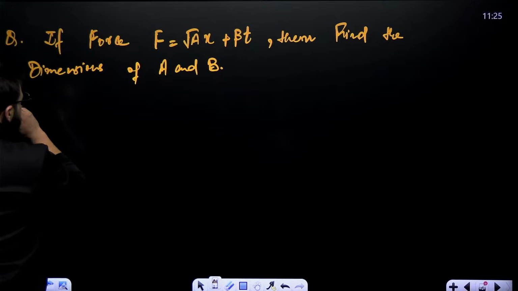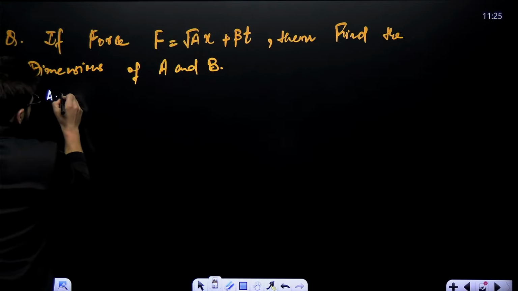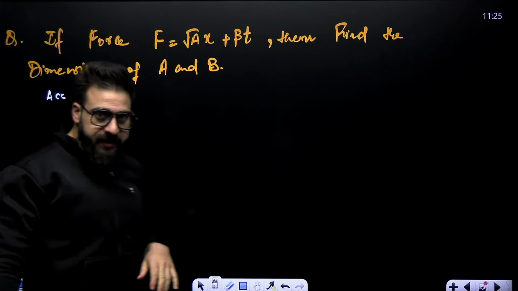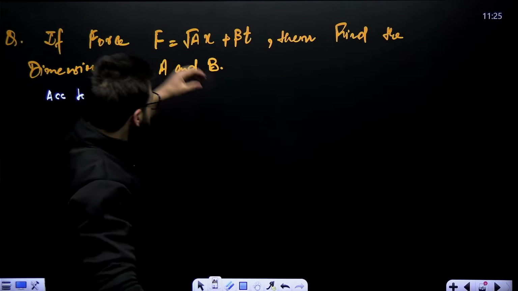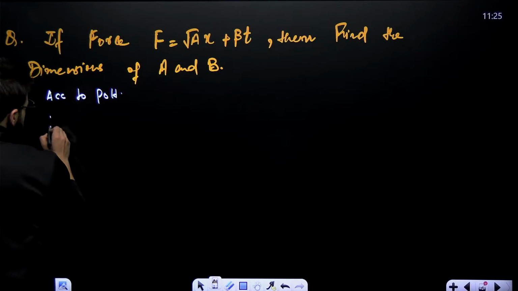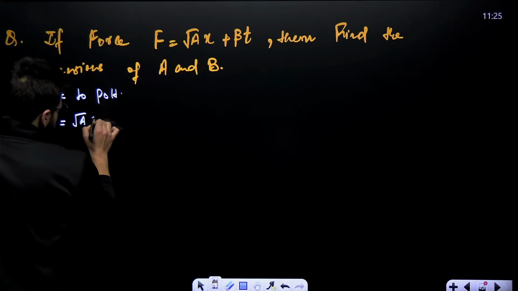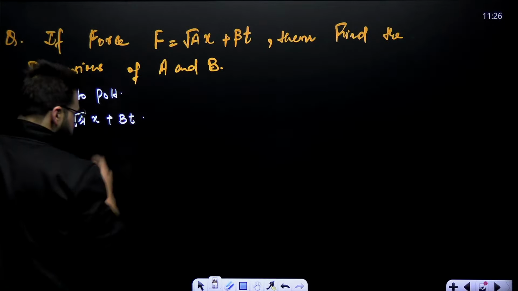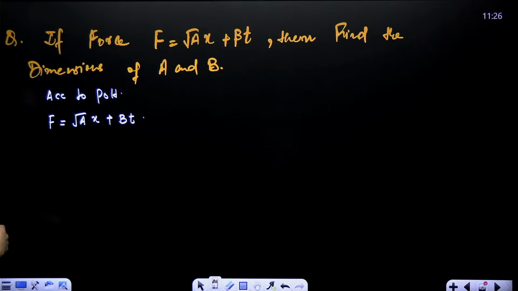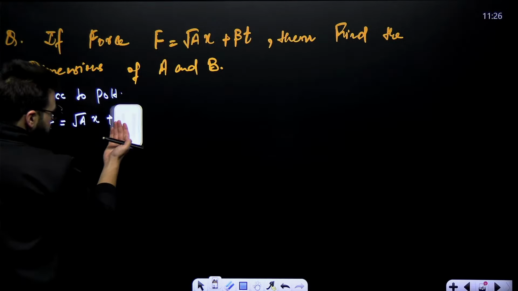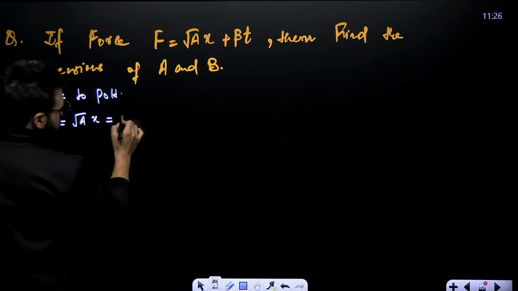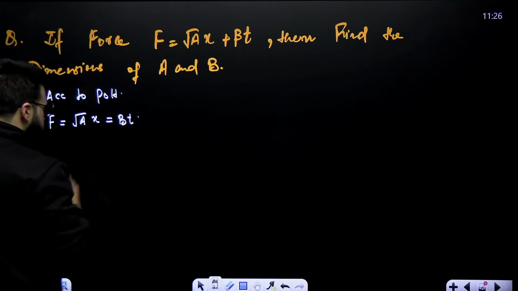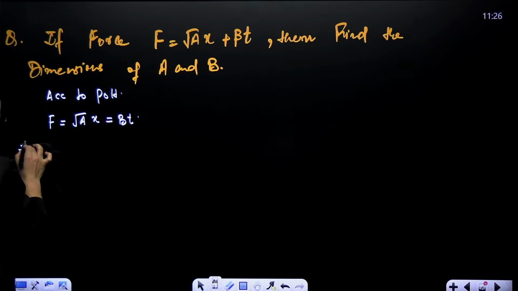Guys, see. Here, I can say, according to the principle of homogeneity, two different physical quantities can be added or subtracted only if they are similar. So I can say this force is equal to root A into X plus B into T. So can I say this will be equal to this, and B into T will be equal to B into T. Now first do this one, equate these two.